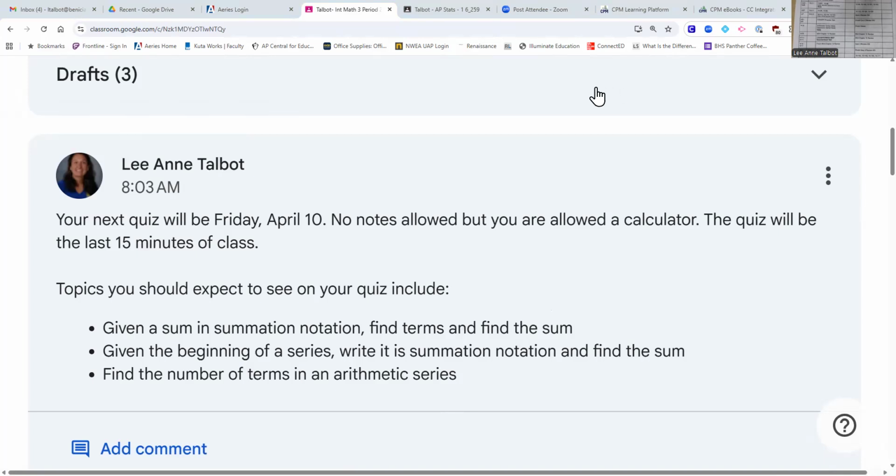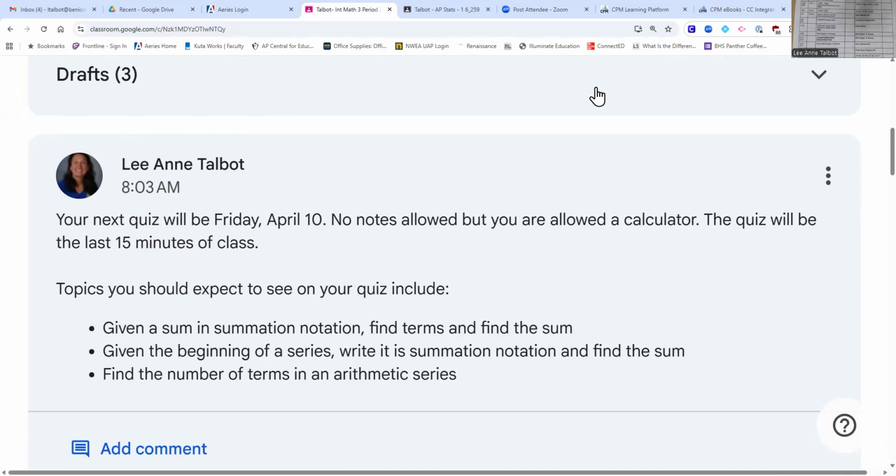Okay. There are 3 questions. First question is, given a sum in summation notation, find the terms and find the sum. And we just did that. That was number 17 in the warm-up. So you have the sigma thing, and you put n over 2, and then you plug in 1, and then you plug in the last one, first one plus last one.